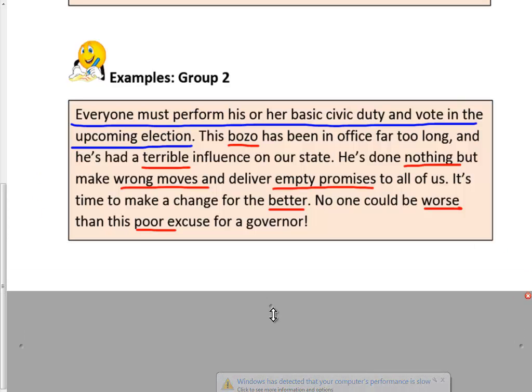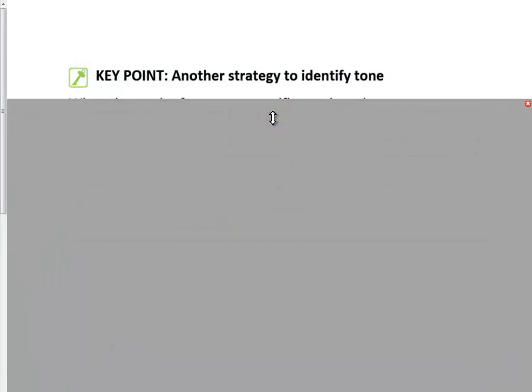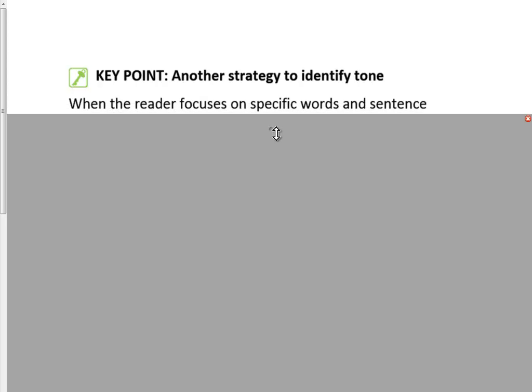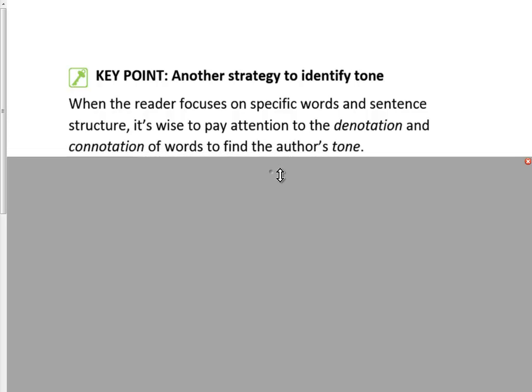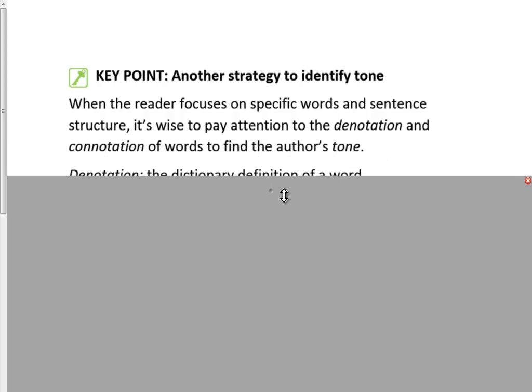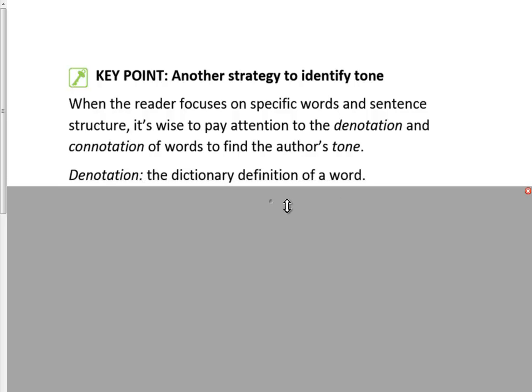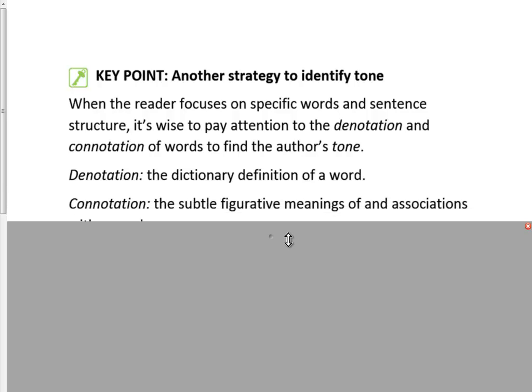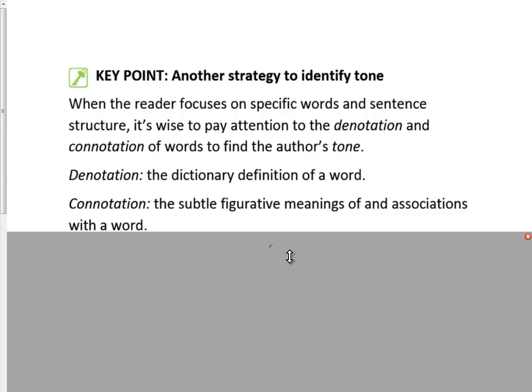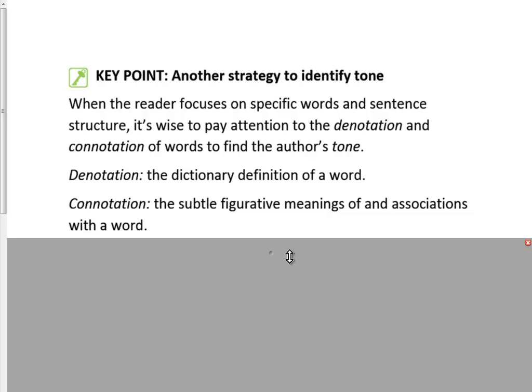Let's move on to another strategy. Another strategy to identify tone. When the reader focuses on specific words and sentence structure, it's wise to pay attention to the denotation and connotation of words to find the author's tone. What's a denotation? That's the dictionary definition of a word. Connotation is the subtle figurative meanings of and associations with a word.